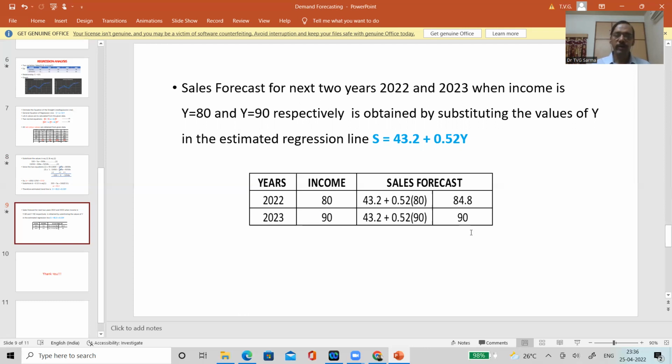I hope this brief introduction will help you to understand the basic purpose, the basic meaning and the crux of regression as well as trend analysis.